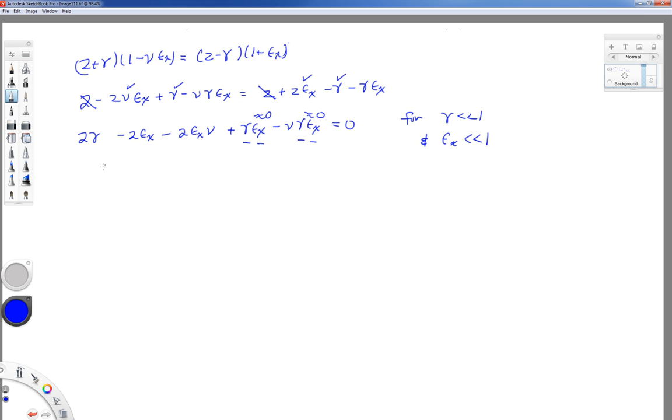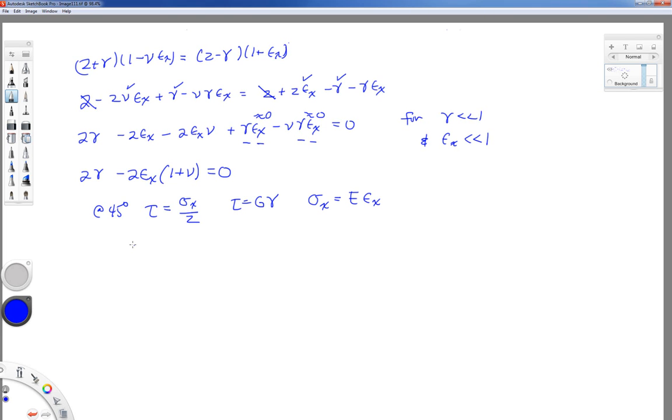All right, well, let's group this a little bit. We have a 2 gamma. I'm going to factor out a minus 2 epsilon x from both of those terms, and I'll have 1 plus nu. At 45 degrees, we know that we have a shearing stress on an inclined plane, tau, that is equal to the axial stress divided by 2. We also know that tau is equal to G gamma by Hooke's law in shear, and that by uniaxial Hooke's law, sigma is equal to E epsilon x, sigma x being the axial stress.